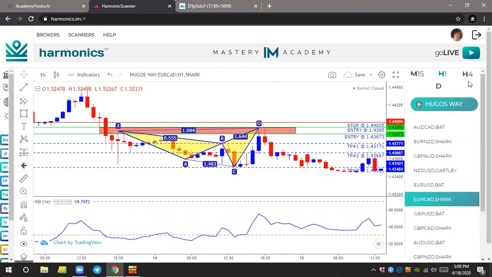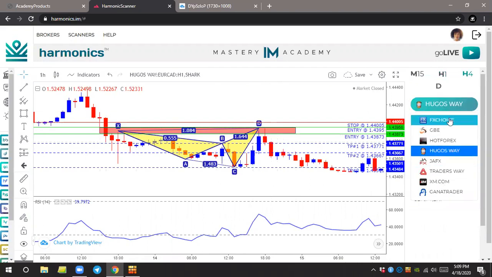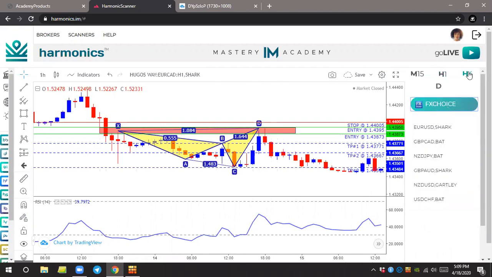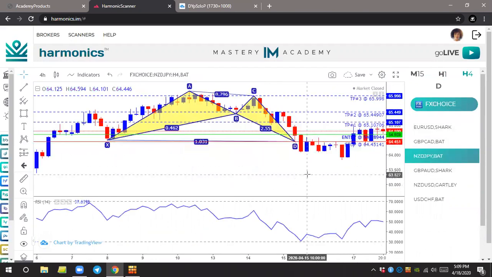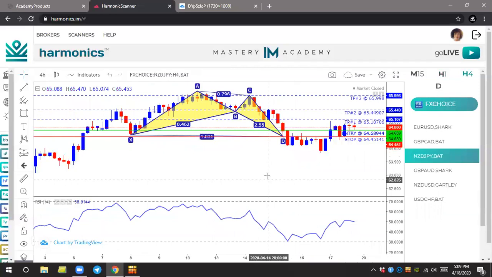Let's go ahead and try one on the 4-hour, right? And this can work for any broker, guys. For example, if I go to FX Choice and I go to the 4-hour and I do, let's see, NZD-JPY. NZD-JPY was actually a fail, right? But let's see why it was a fail.